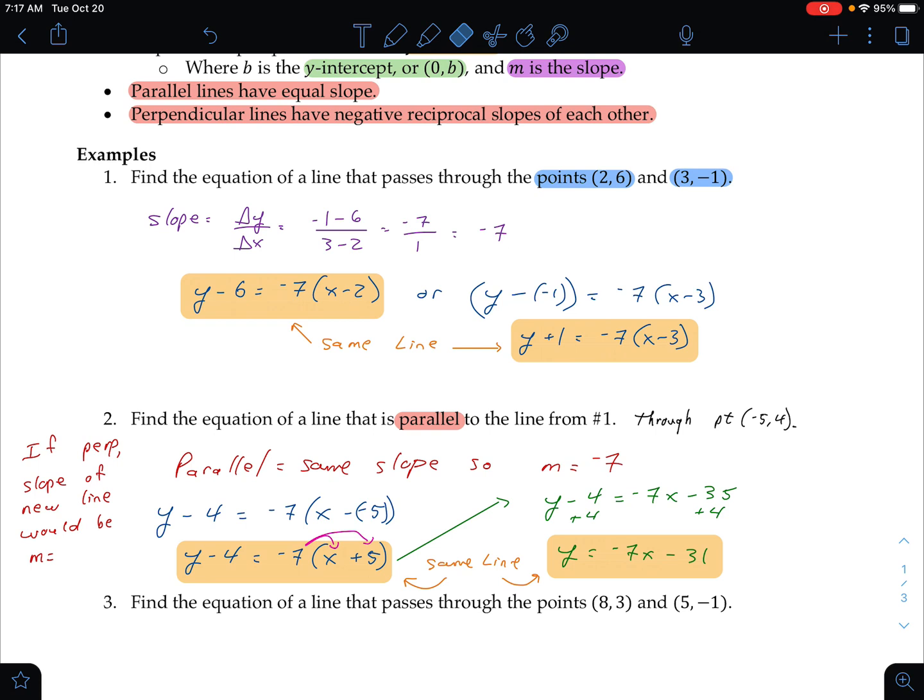As a side note, if I was asking for the equation of a line that's perpendicular to the line from number 1 through the point negative 5, 4, you would do all the same steps, except my slope, instead of being negative 7, would be negative reciprocal. So you negate negative 7, so it becomes positive 7, and then you flip it. So 1/7. That would be the slope of a perpendicular line. And then you would do the same steps. The 5 and the 4 would go in the same spot. And then if you wanted to write it in slope-intercept form, you'd have the same thing where you distribute and add over the 4. So all the steps are the same. It's just a matter of knowing parallel versus perpendicular. Okay, gentlemen, good luck with the other 6.